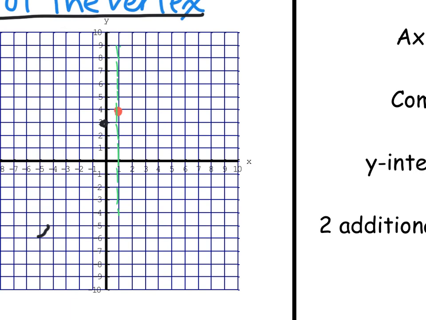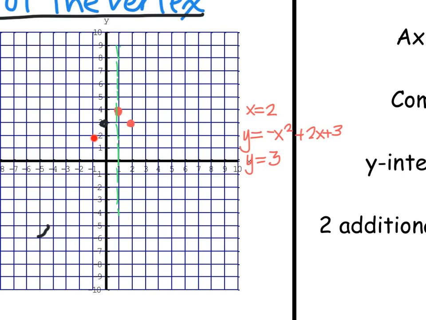So I'm going to pick x equals 2. And if x equals 2, we have to find y, and we're going to plug it in the equation, negative x squared plus 2x plus 3. And when I plug 2 in there, what I end up getting is y equals 3. So 2 will give me a point right there at y equals 3.